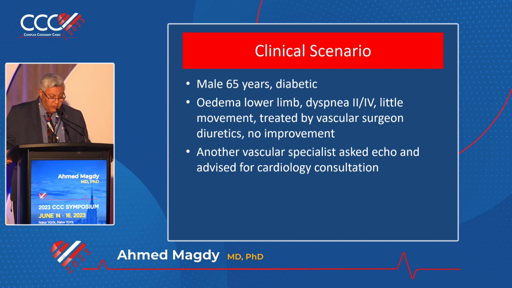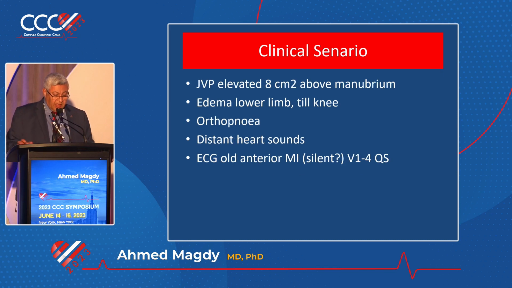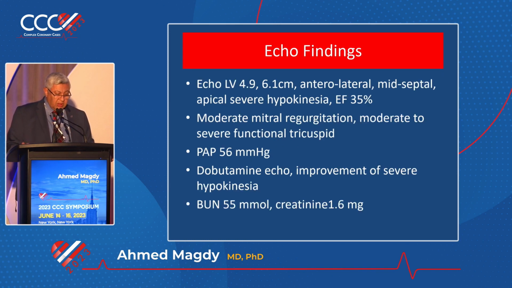This is a patient 65 years old. He is diabetic, with mild renal impairment, generalized edema, and he's complaining of dyspnea, class 2 to 3. He was complaining of this edema and not improving until they accidentally did an echo for him. He had no chest pain, and the echo found that he has LV dysfunction. Ejection fraction was 30%.